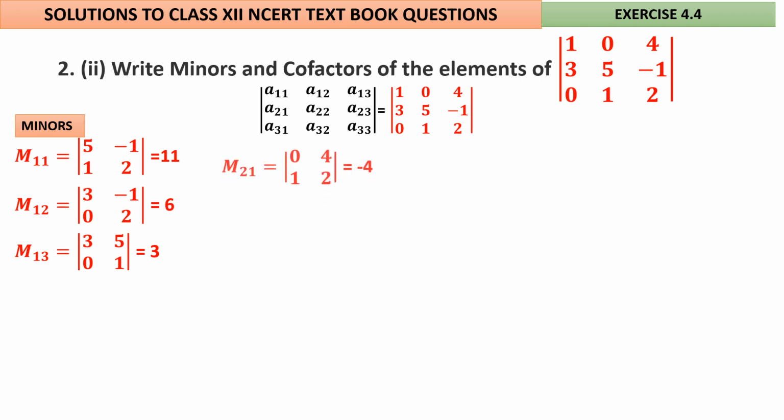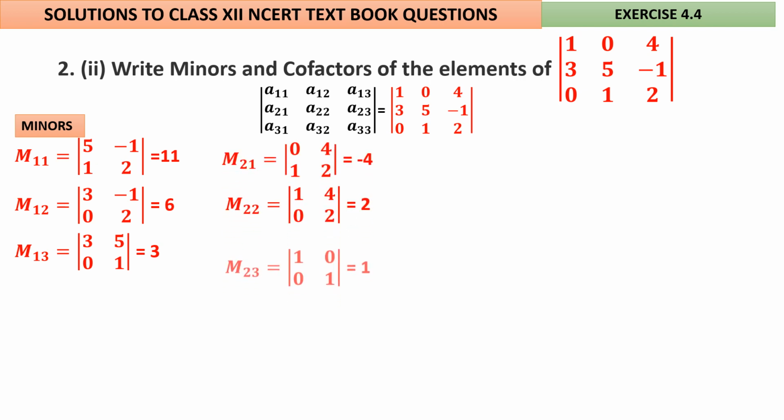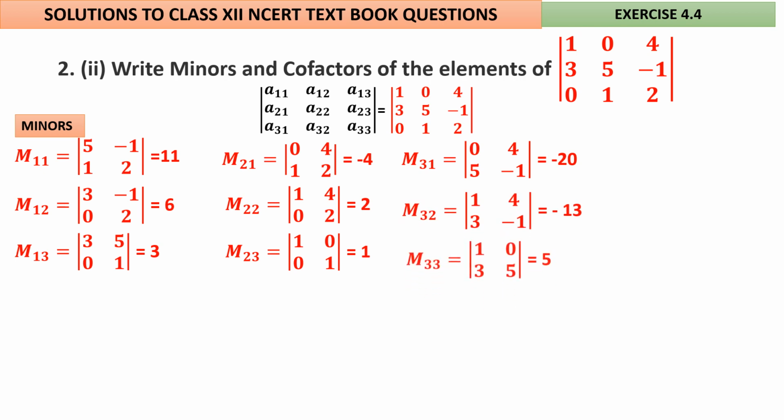For M21, M22, M23. For M21, remove the second row and first column. For M22, remove the second row and second column. For M23, remove the second row and the third column. Similarly, M31, M32 and M33 are obtained. Please do it in that order very carefully. Please write the 2 cross 2 determinant, then calculate. Don't try to calculate just like that, because there is a possibility of making errors in the calculation.